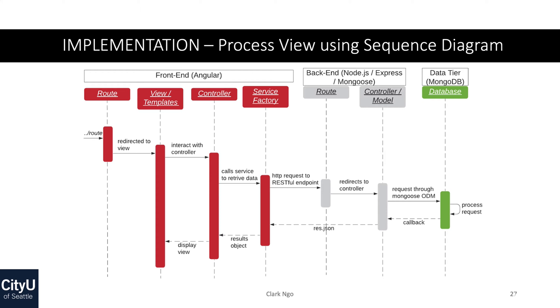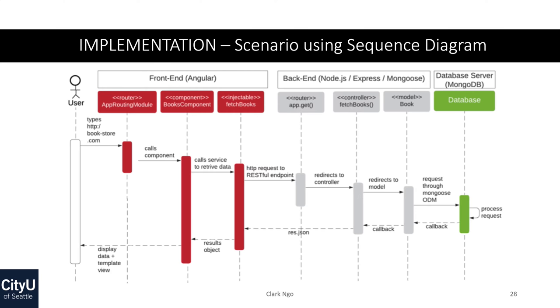The service would make an HTTP request to a RESTful endpoint, which is the route of the back end. The route would now redirect to the respective controller or model, and that would itself request through Mongoose ODM and would query the database. The database would process the request and now would satisfy the callback of the back end. And from that, the controller can now send back a JSON response. With that, the front end service can now send back an object, and the controller can now help display the view to the template with the data.